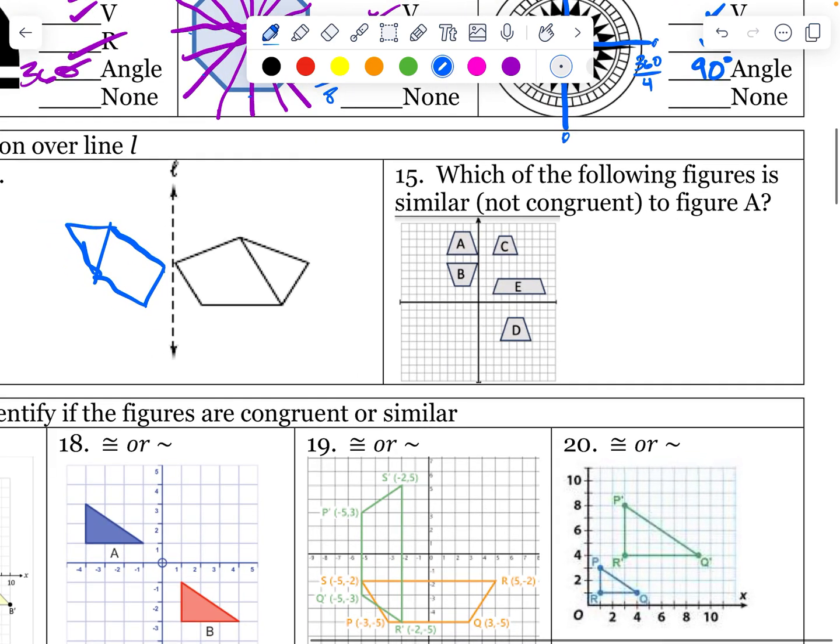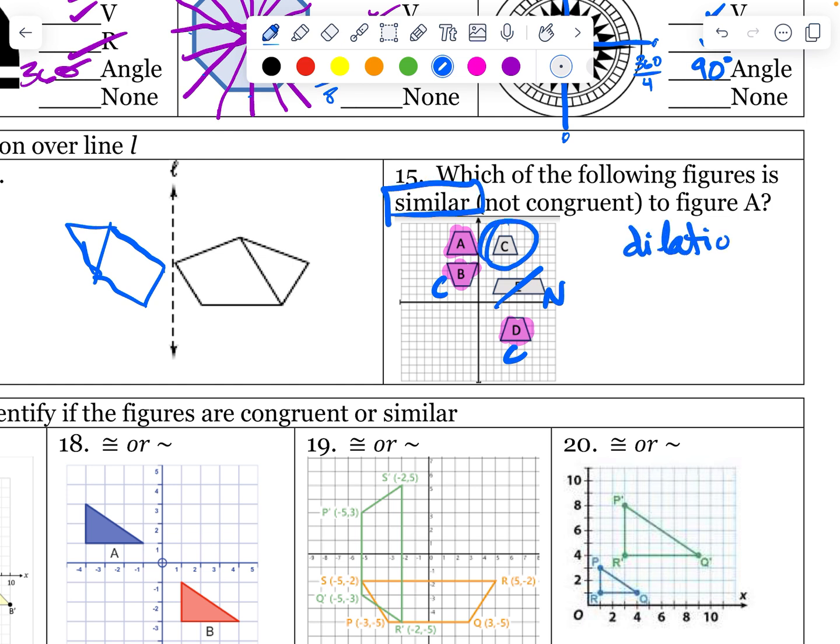Which of the following figures is similar, not congruent to figure A? So we're starting at figure A. Congruent means same size, same shape. So B is same size, same shape. D is same size, same shape. Let's see. E is a different shape and a different size. So it's not even similar. So this one is congruent, this one is congruent, that one is neither. That one is a dilation. So similar figures are dilations. And so it had to be C because it just got smaller.